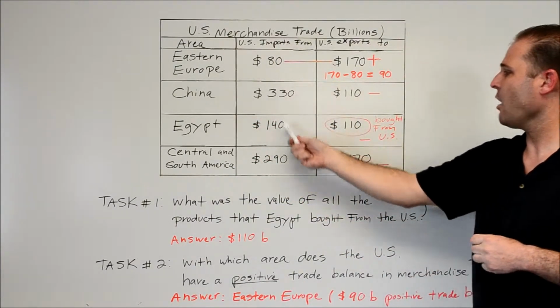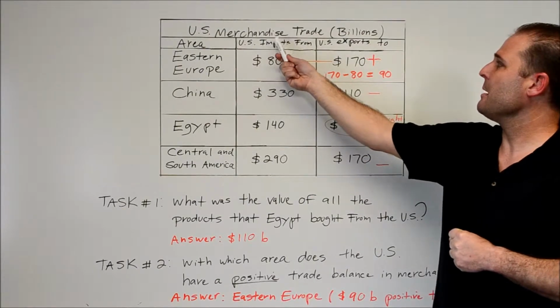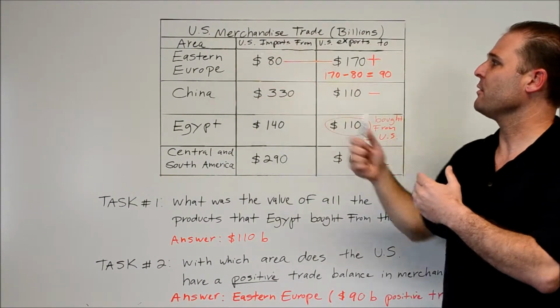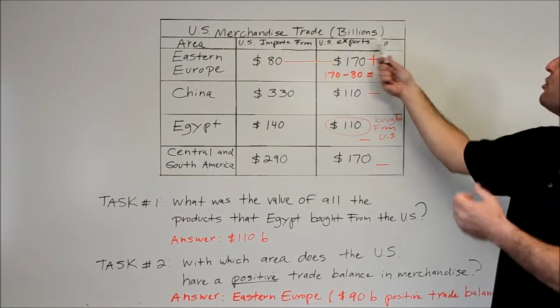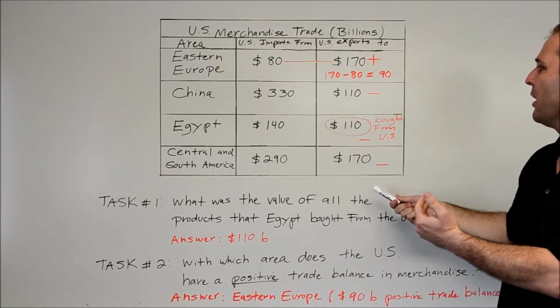In our second column, we're going to look at U.S. imports from these different countries. And in our third column, we'll look at U.S. exports to these various areas or countries.